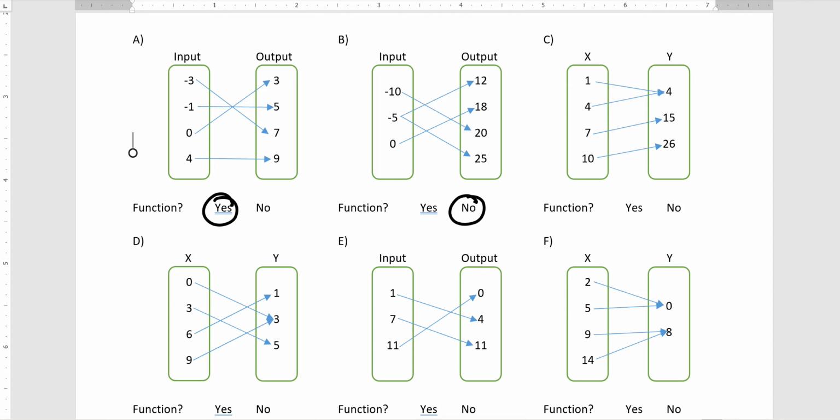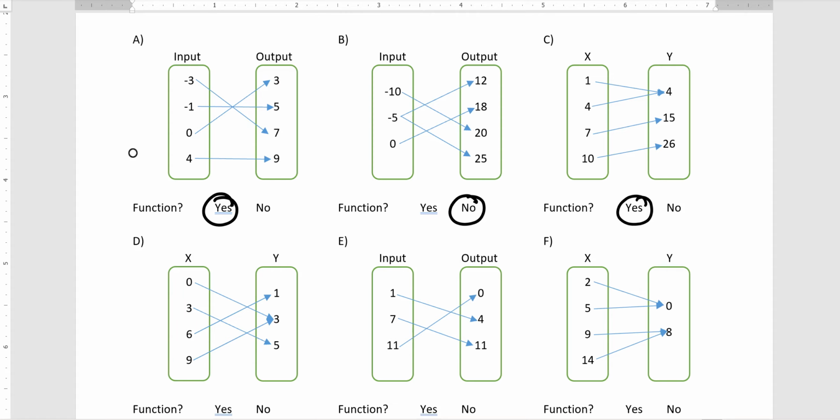Each input only has one arrow going from it, so this is a function. Now notice letter C's 1 and 4 both go to the same output. That's okay. That's totally fine. We can't have one input going to multiple outputs, but we can have multiple inputs going to the same output.